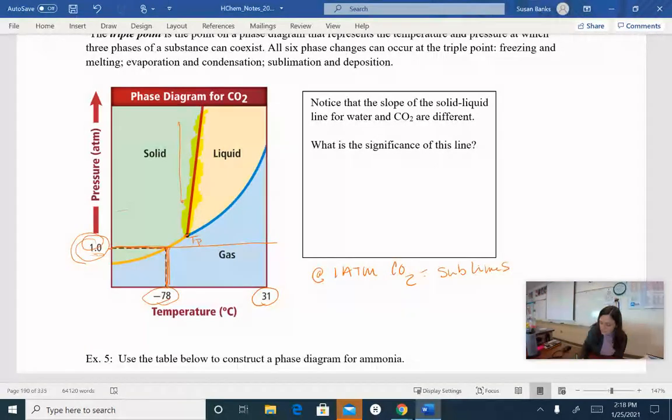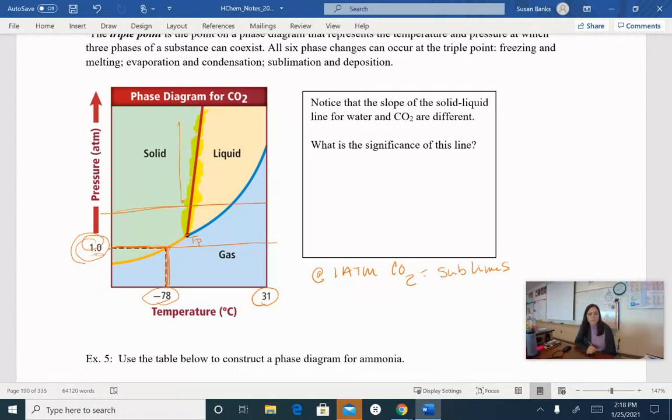In order to see it in the liquid phase, we would have to really increase the pressure. So we would have to put it in a pressurized chamber to see it. Okay.